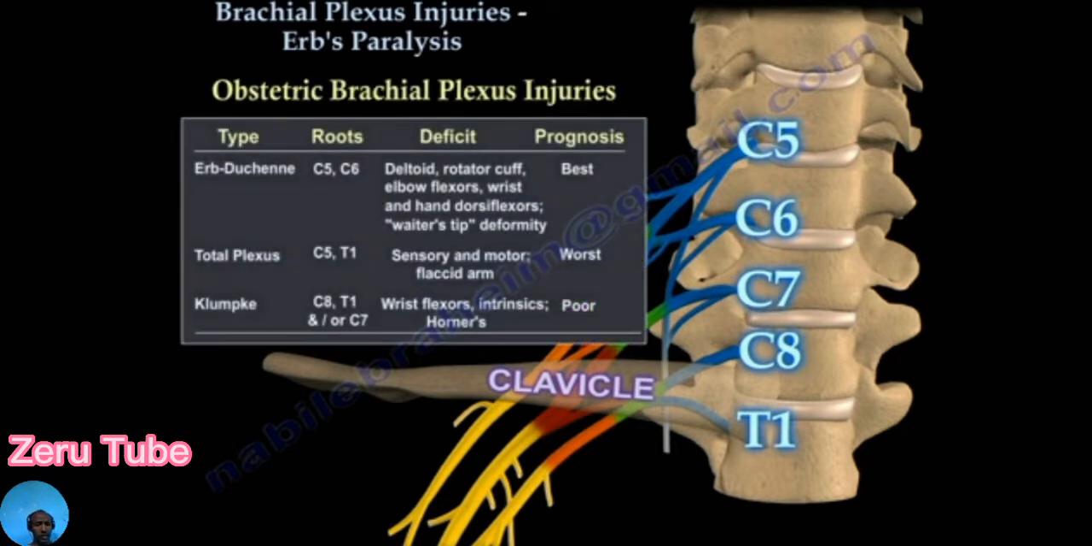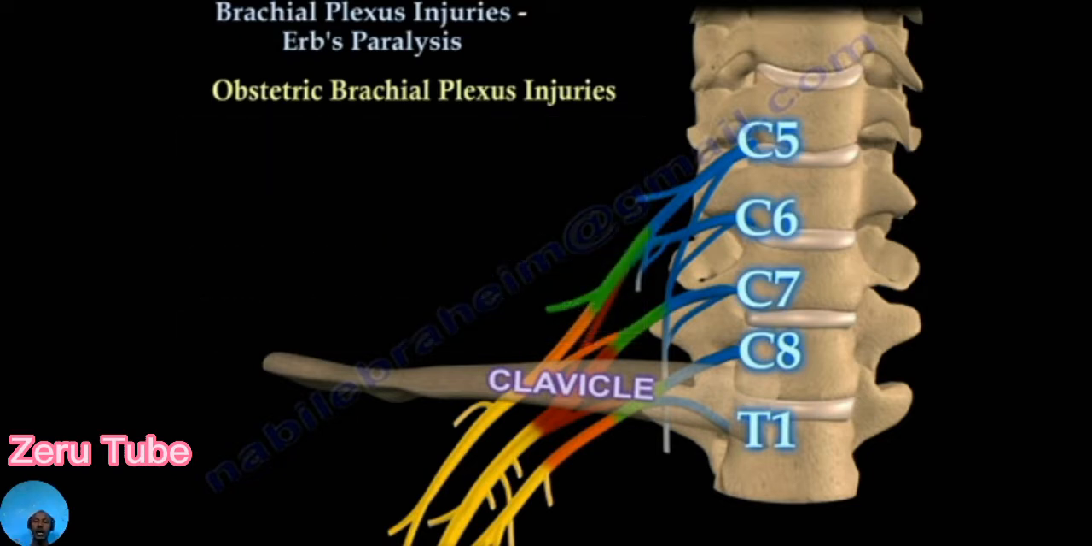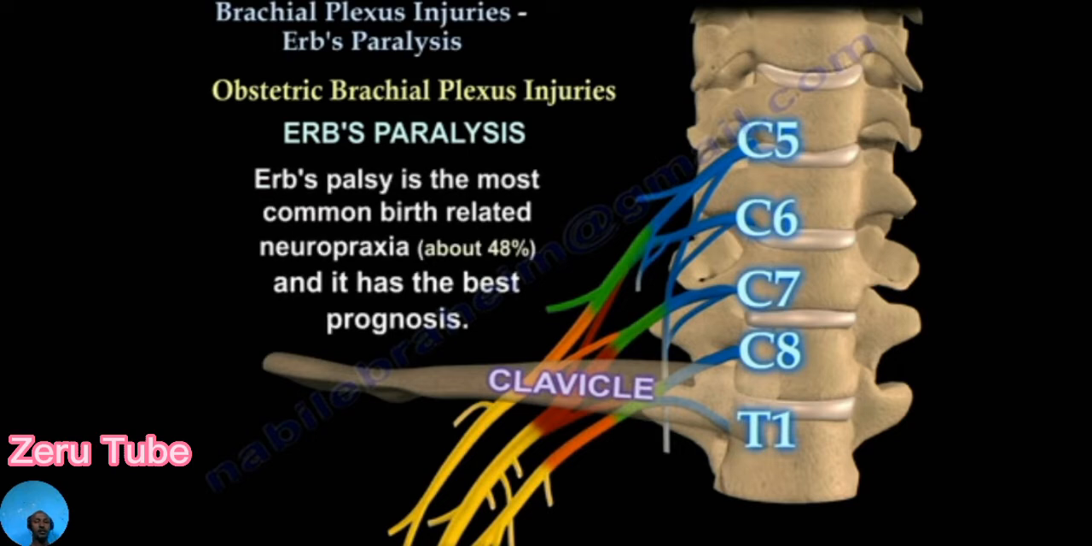So this is the root, the deficit, and the prognosis of Erb-Duchenne paralysis at the level of C5 and C6. Erb's paralysis is the most common birth-related neurapraxia. Around 48% of Erb's paralysis comes due to common birth-related neurapraxia.